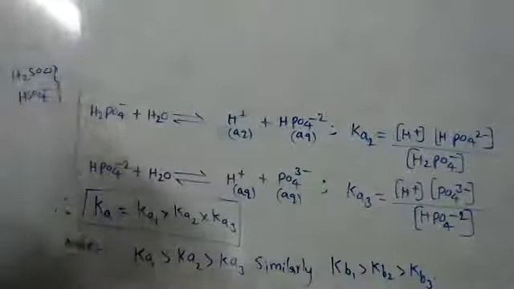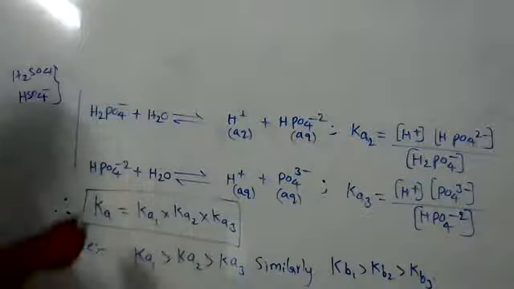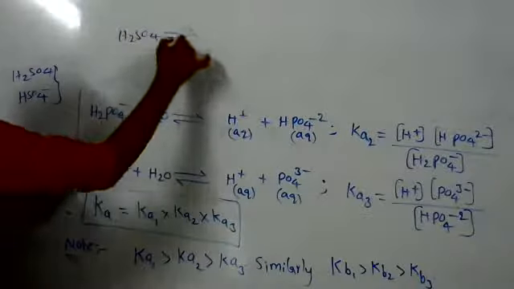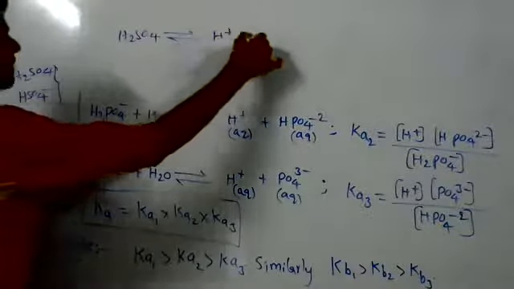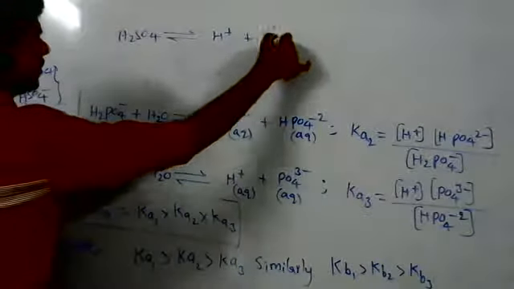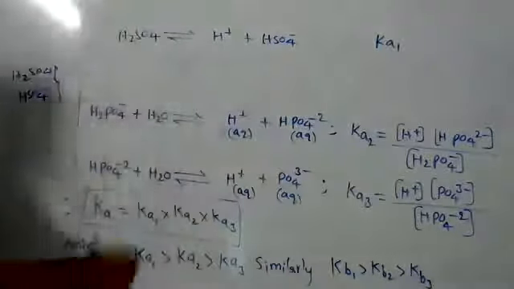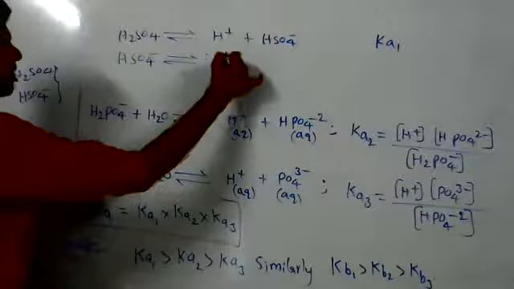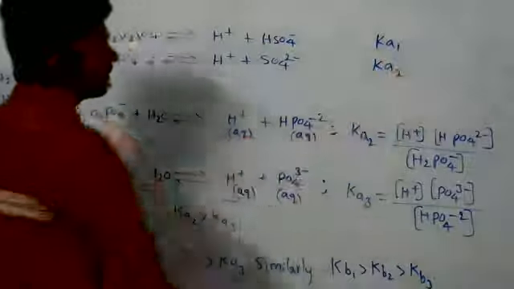Are there any exceptions for this inequality? No, it's not an exception; that is scientific theory, because of the very simple electrostatic force of attraction. For H2SO4, or any acid, we apply the same reason. H2SO4 first provides one H+ ion and gives HSO4-. This we call acid dissociation constant Ka1. Now HSO4- gives H+ and SO4 2-. This is Ka2.